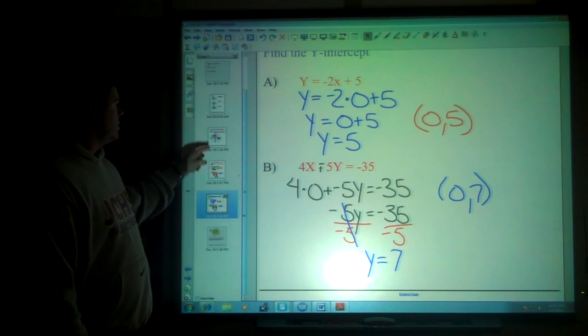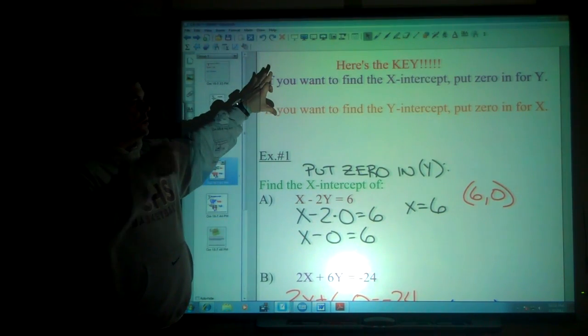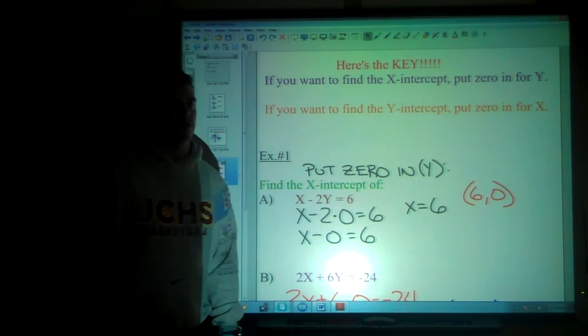So finding the x and y-intercepts is all based on this key right there. If you want to find the x-intercept, 0 goes in for y. If you want to find the y-intercept, 0 goes in for x. And then you can solve for the missing variable.